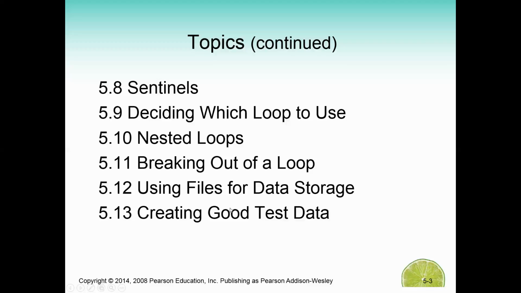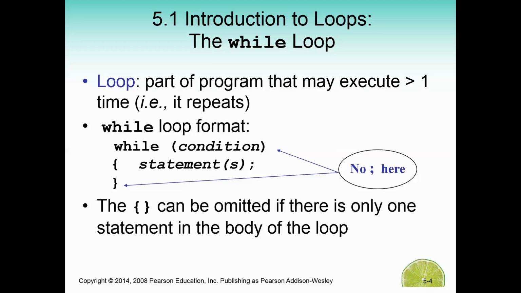So we start with introducing the loops, the while loop. A loop is a part of a program that may execute more than one time. Again, remember, when we type a program, it will only execute the instructions once, right? Right now, we can skip some instructions with the if, but at least the rest of the instructions will be executed once. Now we're going to be able to execute a group of instructions. It can be one, it can be a block, more than once.